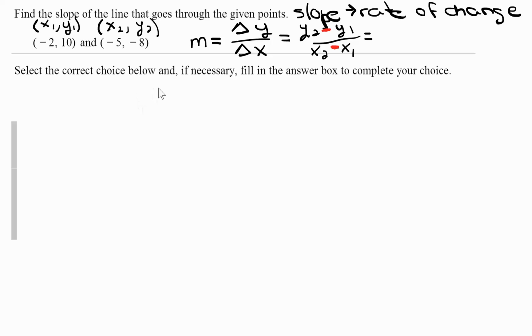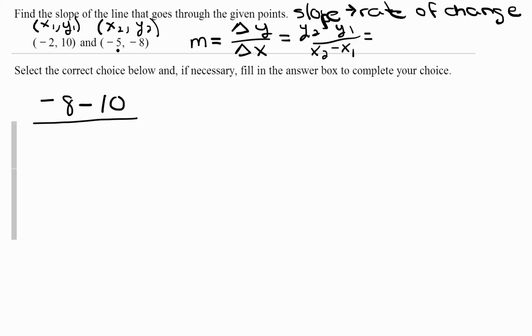So we're now going to plug this into our formula. The formula says the change in y. Going from point 2 to point 1, what happens to y? Well, the second y value, our y2, is -8. Then the formula says minus the first y value, and y1 is 10. So we have -8 minus 10. Then we want to do x2 minus x1.